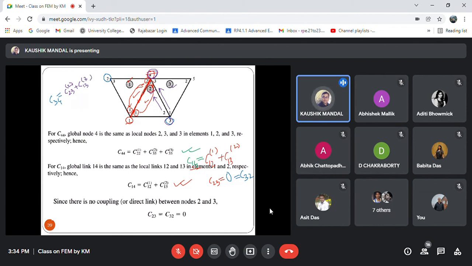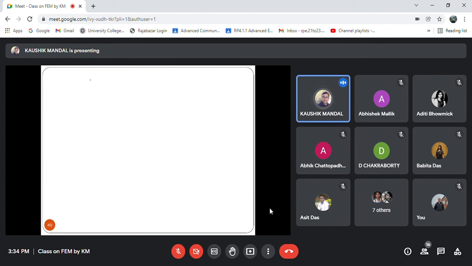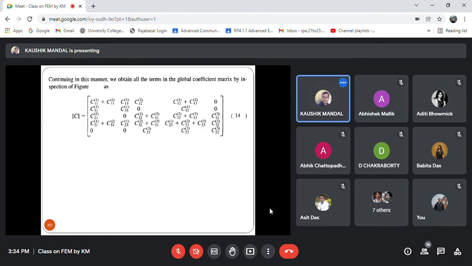So in that way, one by one, if the structure is not very complex, you can easily find out the element of the corresponding global coefficient matrix. And once you find out all the elements of the global coefficient matrix, and write down the entire global coefficient matrix for the given solution boundary, that will be the corresponding global coefficient matrix.